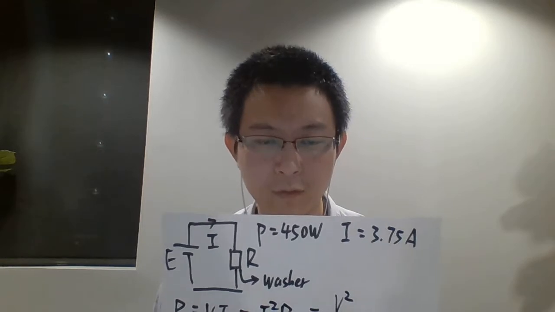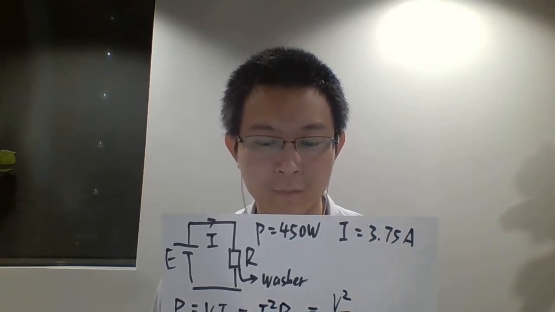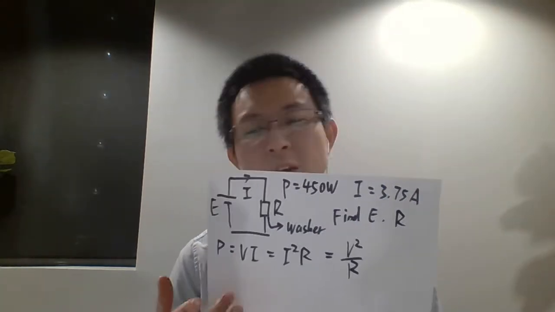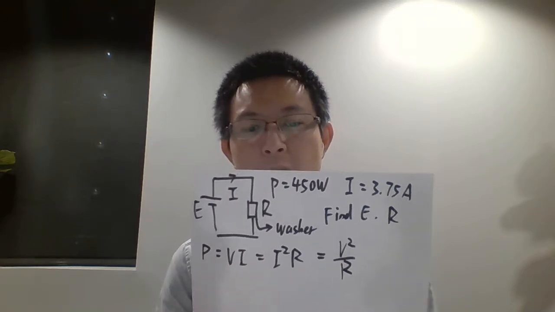We don't really know how to solve this question yet. Something we do know is P equals VI, or equals I squared R, or equals V squared over R, right? So how do we get it? We need to find E and R, where in this case E equals V, V equals E. I mean, they're the same.